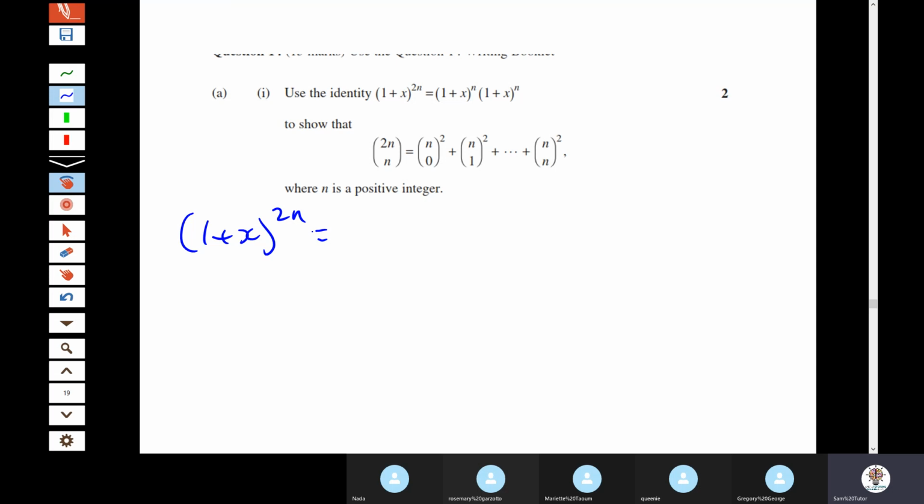2n choose 0, plus 2n choose 1 x, plus 2n choose 2 x squared, plus ... plus 2n choose 2n x to the 2n.